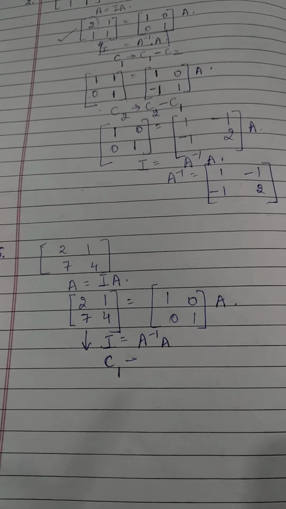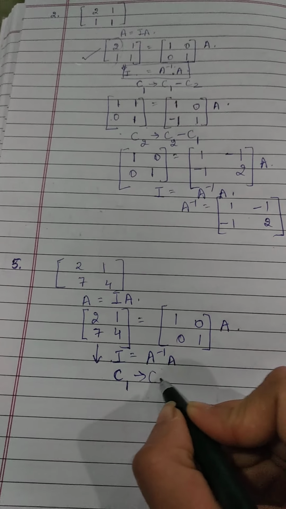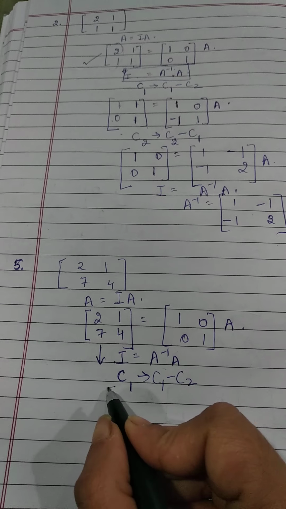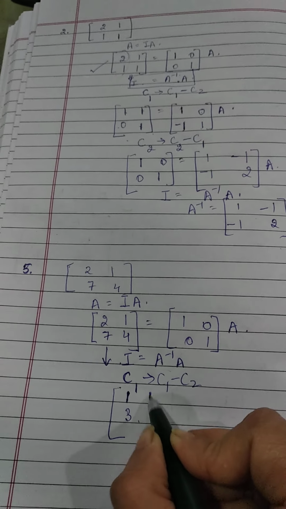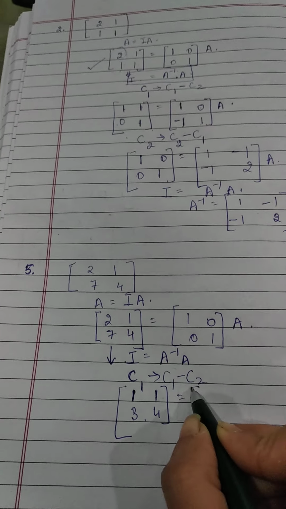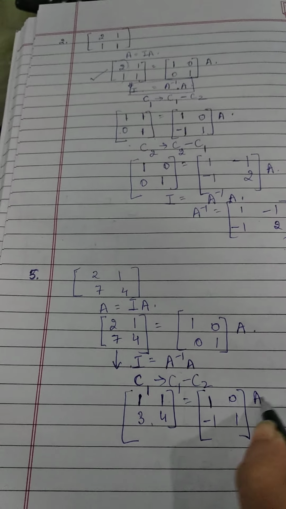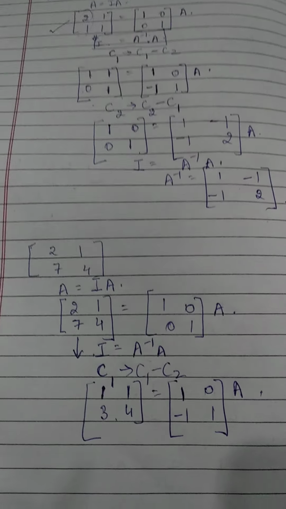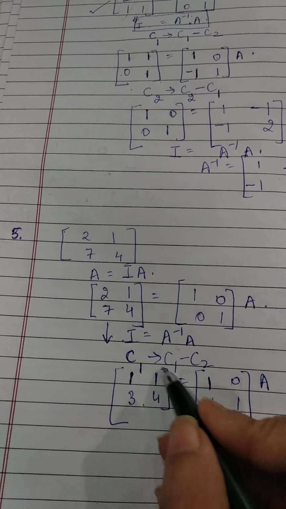So we can apply it on C1, that is C1 minus C2. So this becomes C1 minus C2 is 1. This becomes 3, this becomes 1, and this becomes 4. C1 minus C2 gives minus 1, 0 and 1, and this is A, right? Now how can we make this as 0?